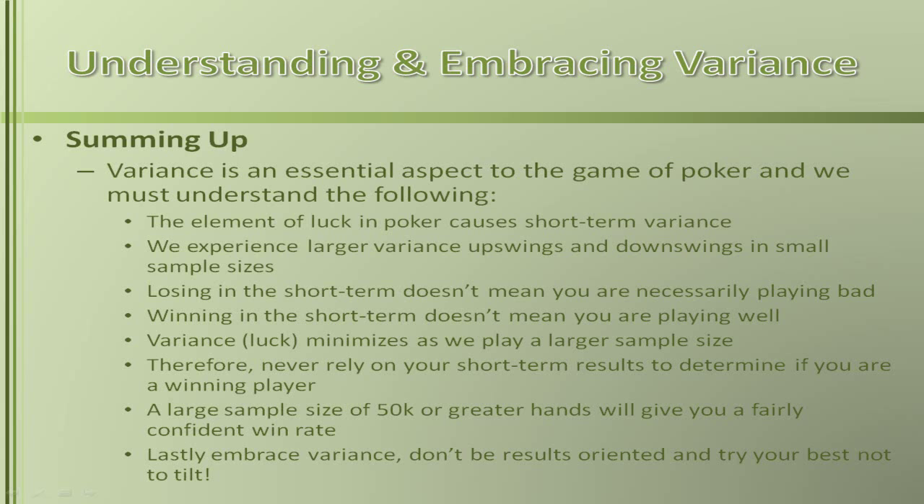You really need to go back and determine how well you played after you played the hands. So, remember, don't ever rely on short-term results to determine how well you're doing. That's really not going to tell you if you're a good player or not. You really need to look at a larger sample size. So don't let variance determine how well you're playing. Really just focus on playing your A game. And when you get a large sample size of hands, I recommend around 50K hands or greater, that way you can look at a large sample size, variance will be minimized, and that will give you a semi-confident win rate. And lastly, just embrace variance, right? Don't be results-oriented, try your best not to tilt at the table, and don't fall into the trap of thinking you're invincible.